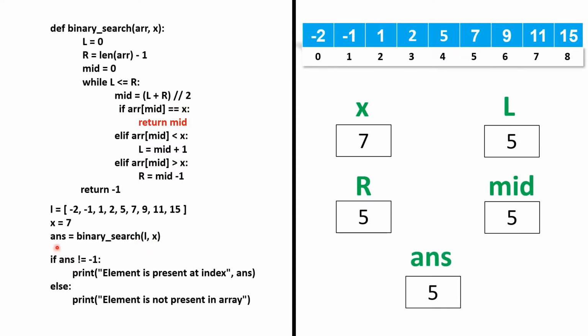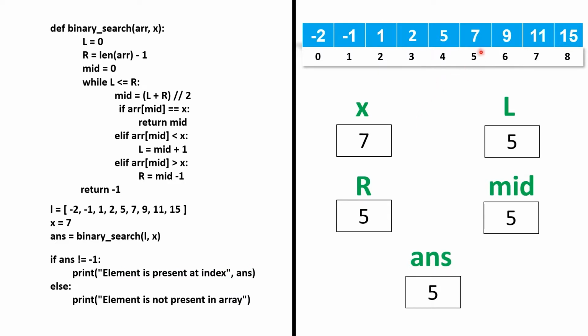Now this answer variable will be 5. Here we are checking if the answer is not equal to -1. If it is not -1, then we'll print that the element is present at the index. So for this program, the answer will be 5, and 'element is present at index 5' will be printed.